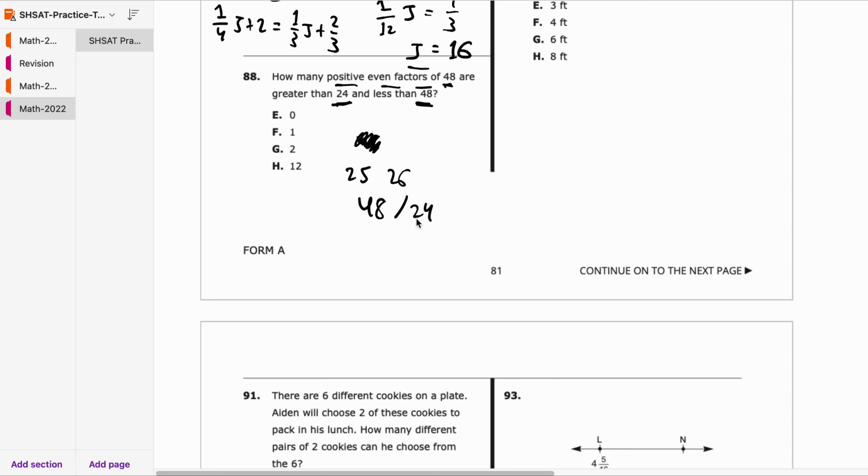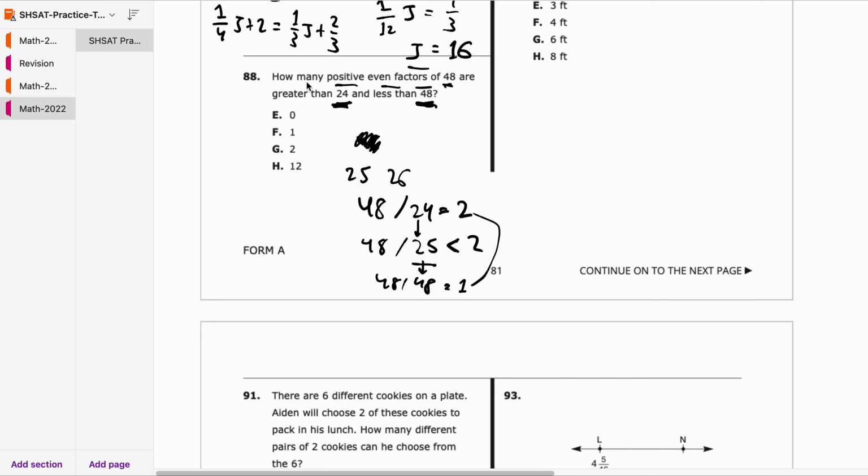if you look at 24, 48 divided by 24, it goes into it 2 times. So anything that's greater than 24, like 25, would go into it less than 2 times, right? 25 times 2 is 50. So 24 is sort of the greatest factor of 48, and anything bigger than it won't be a factor of it, unless you get to 48, in which case 48 divided by 48 is 1, right? So that's the next factor.